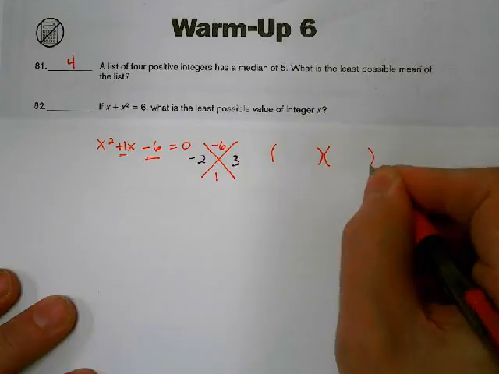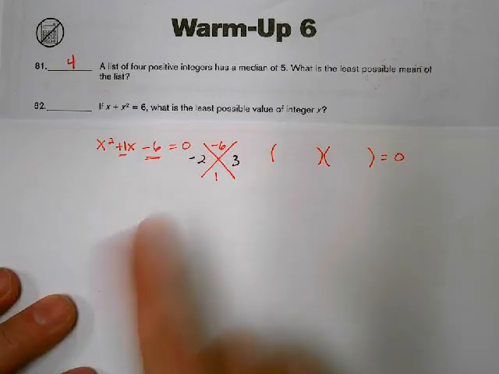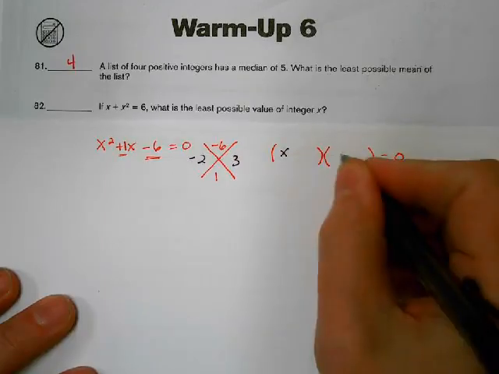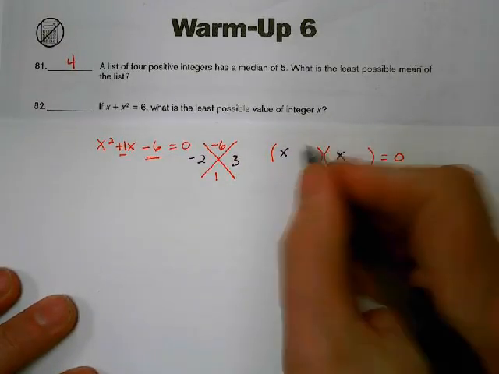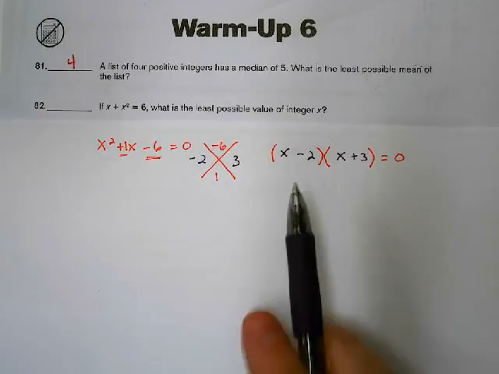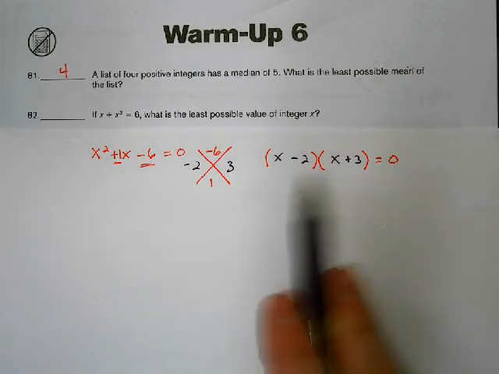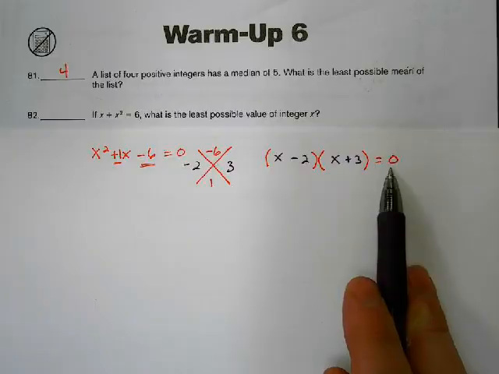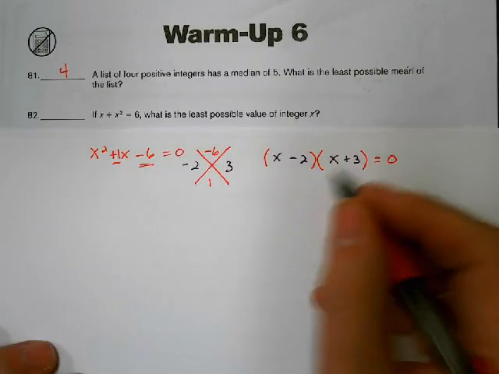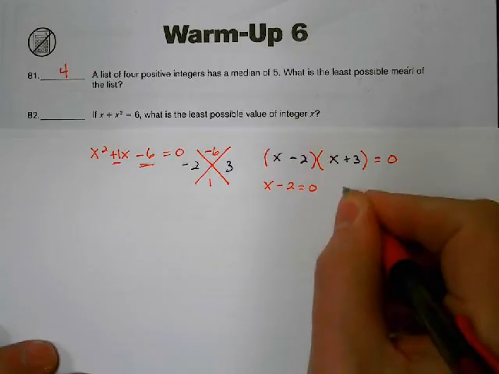So I'm going to turn it into a multiplication problem. So the x squared is just x and x, and then we use these 2 numbers, minus 2 plus 3. All right, so I've got x minus 2 times x plus 3 equals 0. Now the only way for us to multiply 2 numbers and get 0 is if one of those numbers is 0. So we have two possibilities here. x minus 2 could be 0, and x plus 3 could be 0.